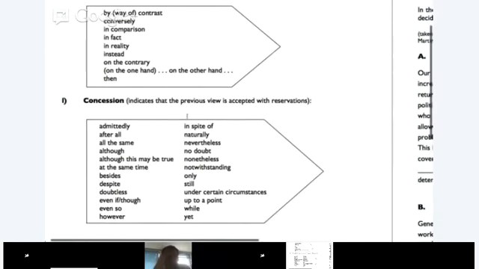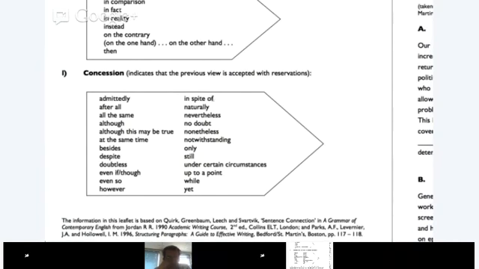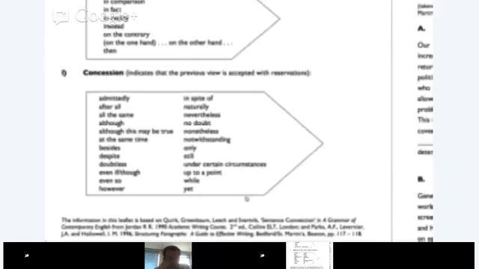And then you have concession. This indicates that the previous view is accepted with reservations. This is the part of "but" where you have limitations. Okay, so: admittedly, in spite of, naturally, nevertheless, after all. Again, many words you can use to indicate concession.